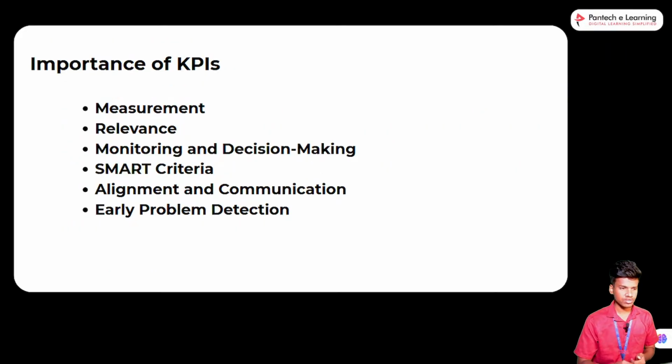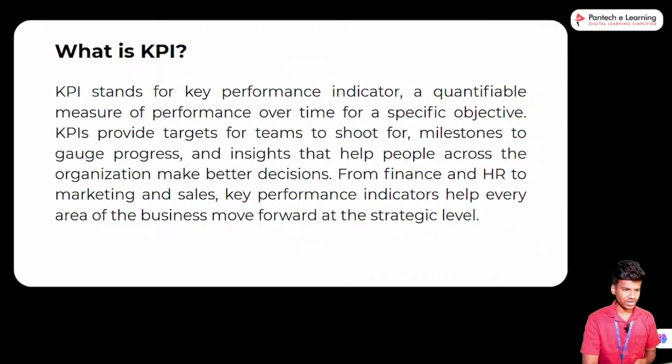Okay, so next one, the importance of KPI. What are the importance points? Measurement, relevance, monitoring and decision making, SMART criteria, alignment and communication, early problem detection. Measurement is the first thing. We already said what KPI is: analyzing the measured value. KPI is a quantifiable measure of performance over time for a specific objective.